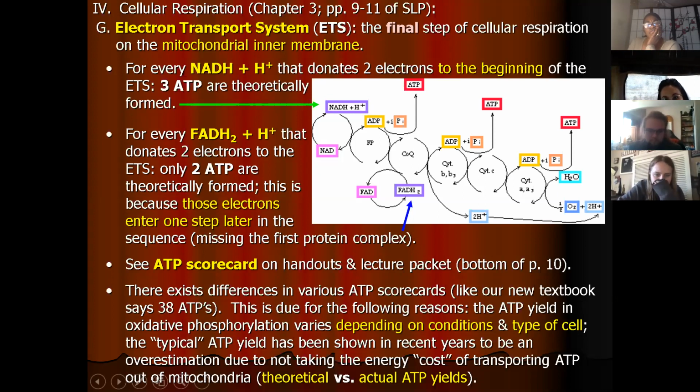But if you read your textbook, it likes to say 38 ATPs. And I'm going, well, okay, that's fantasy land, so let's just keep it at 36 and don't worry about it. Know that no cell even does that. It's actually more like 28 to 30, depending on the cell.